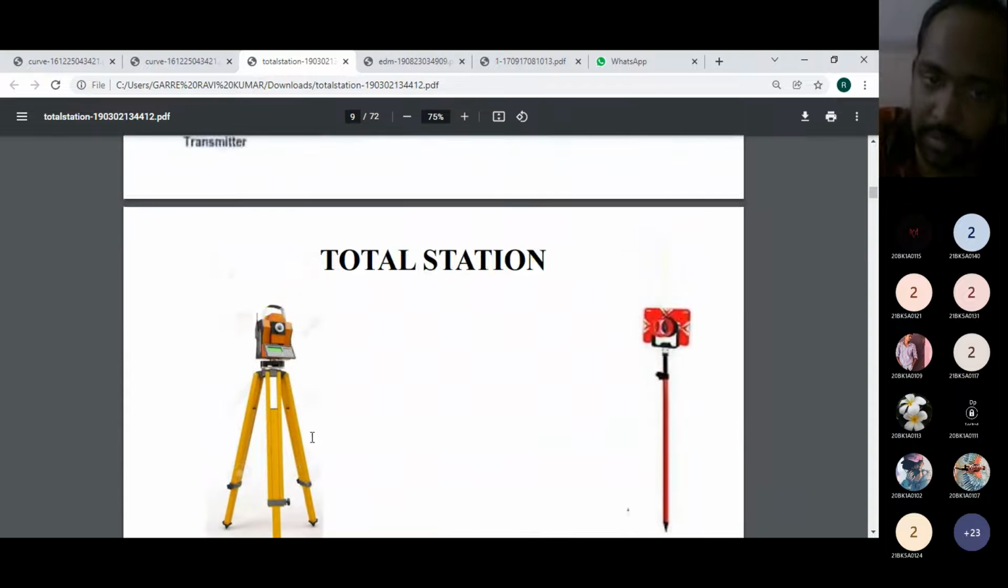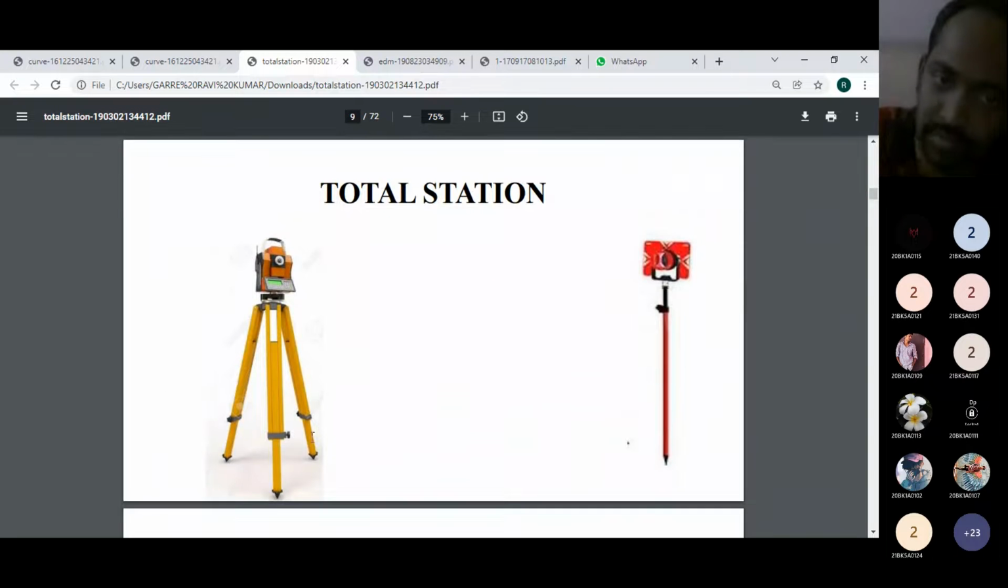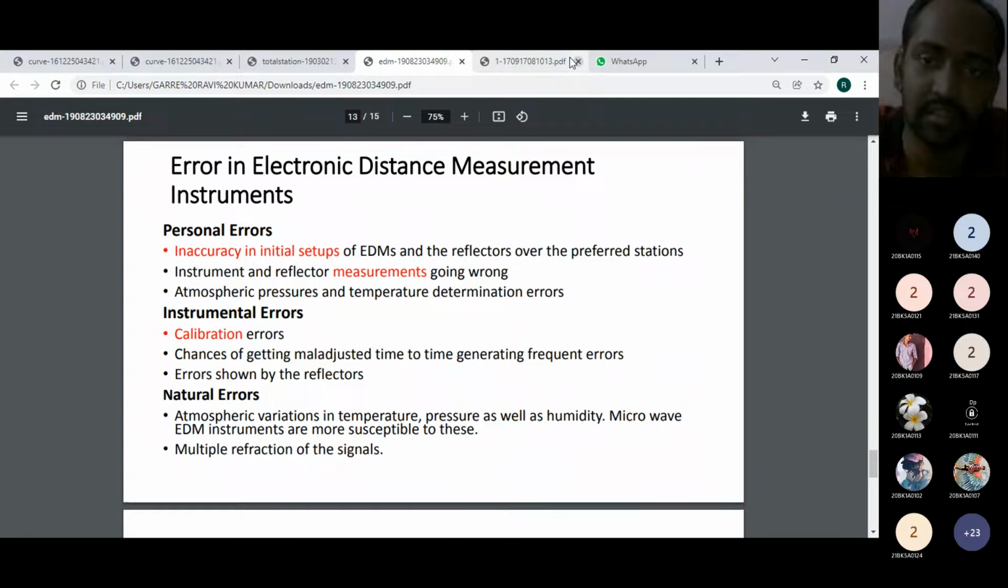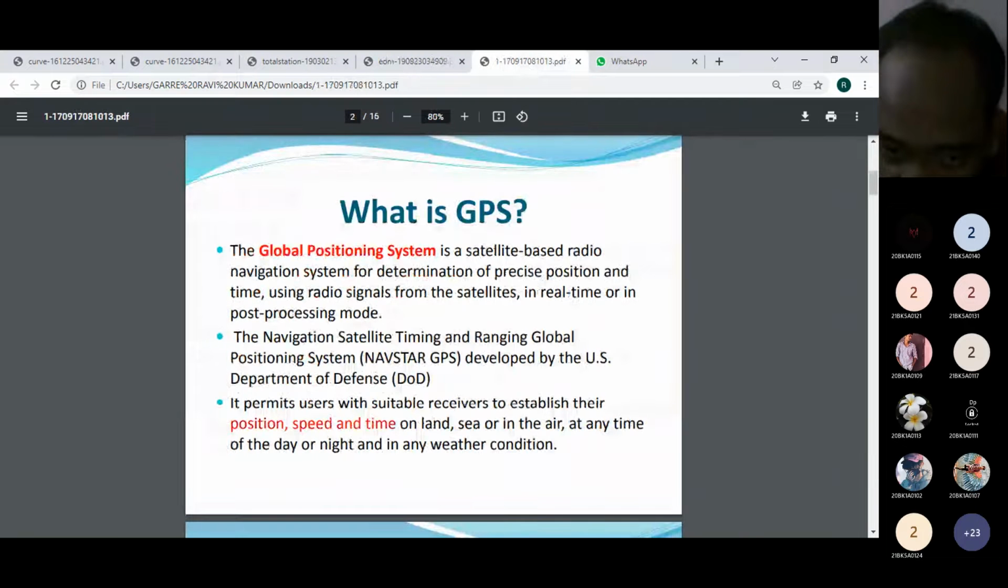Okay, now an electromagnetic ray will pass from the telescope of the total station and then it will reflect on the prism. Then it can automatically measure how much distance the ray has passed, and it will show the distance. That's all. It can do all the calculations automatically. Okay, so this is about the total station.